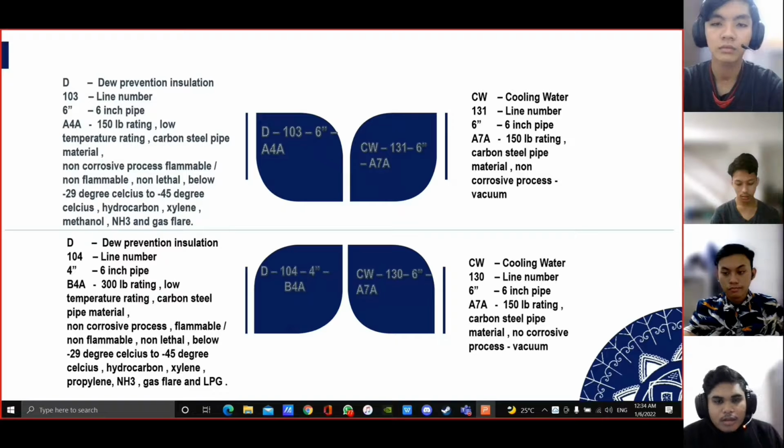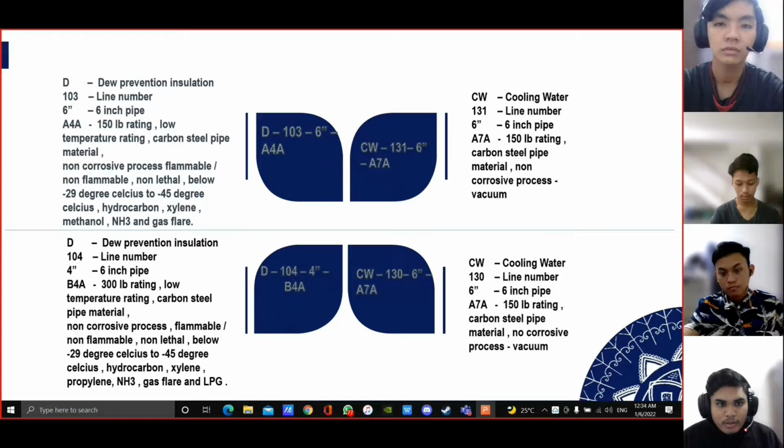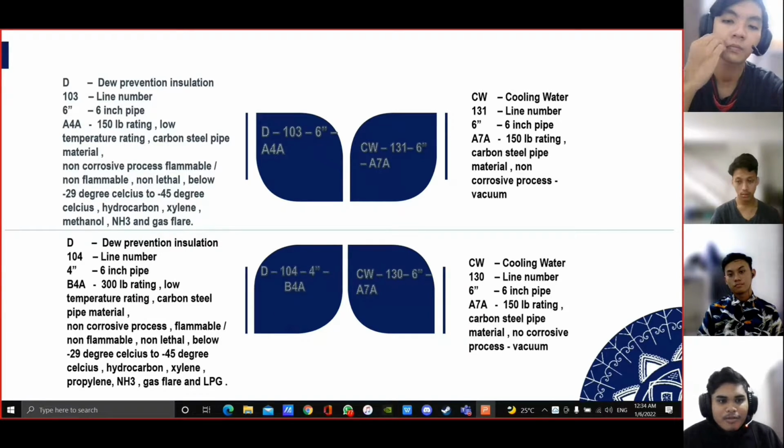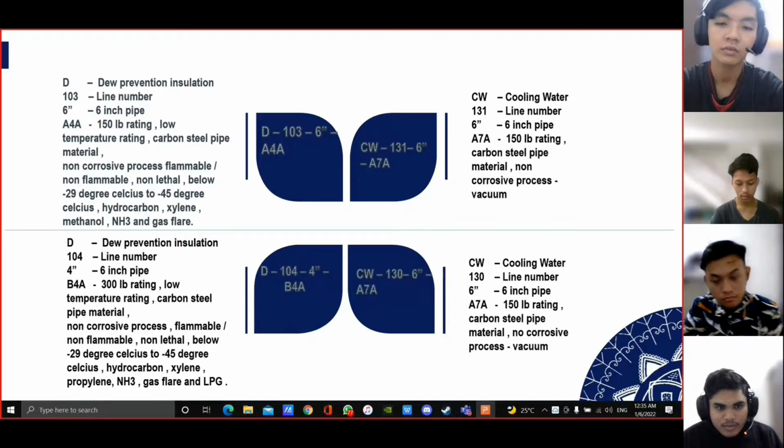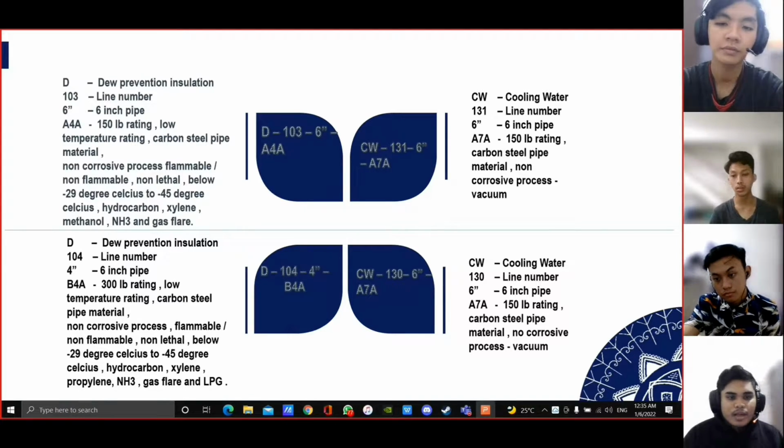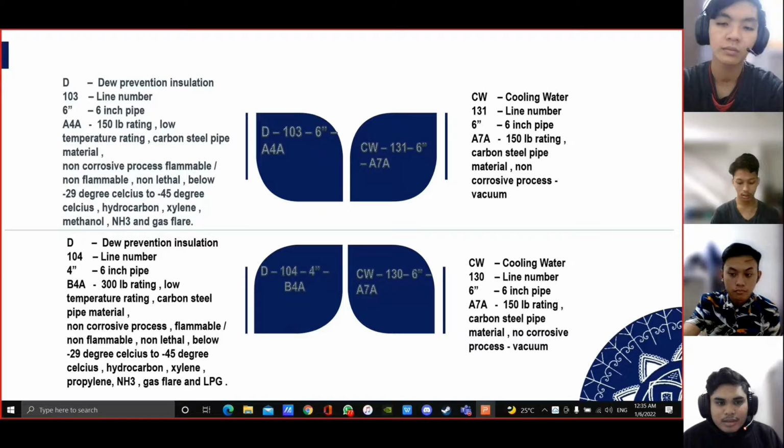Next is D104 4-inch B4A. D is for dew prevention installation. 104 is the line number. 4-inch is a 4-inch pipe. B4A is a 300 lb rating, low temperature rating, carbon steel pipe material, non-corrosive process, flammable or non-flammable, non-lethal, below negative 29 degrees Celsius to negative 45 degrees Celsius. Hydrocarbon, silanes, propylene, NH3, gas flare, and LPG.